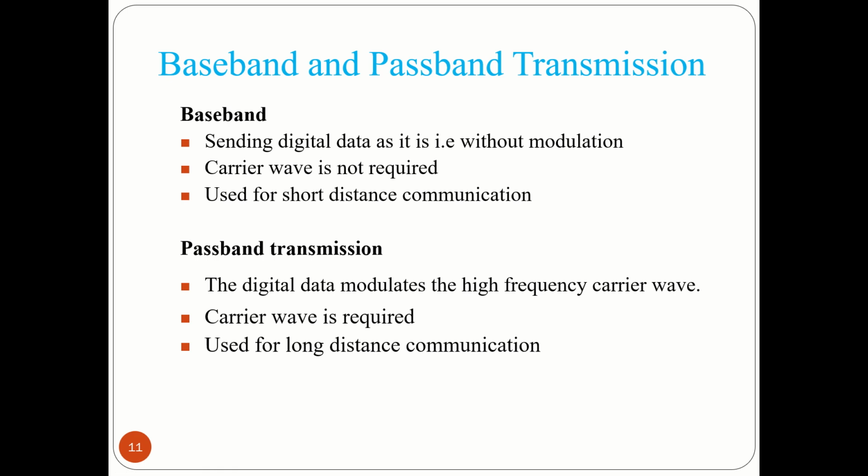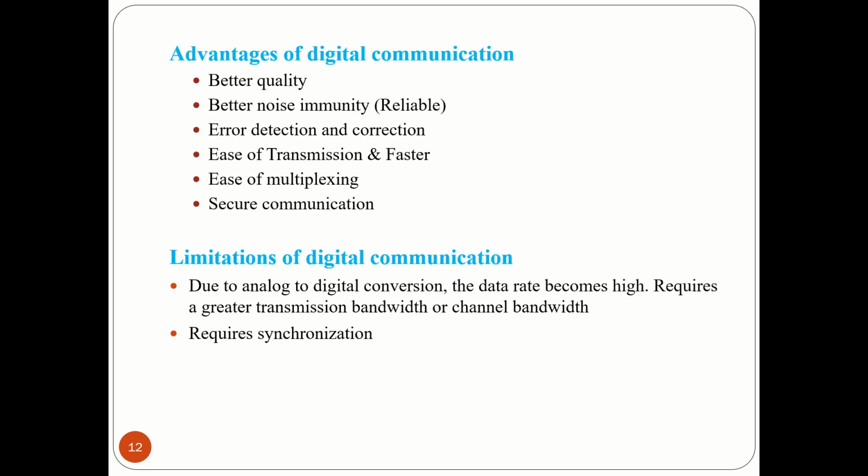What is the difference between baseband and passband transmission? In baseband transmission, the signal is sent as such without any modulation, there is no need for a carrier wave, because a carrier wave is required only for modulation, and baseband transmission is used for short distance communication. Compared with baseband, passband transmission modulates the digital data using a high frequency wave, so of course a carrier wave is required, and it is used for long distance communication.